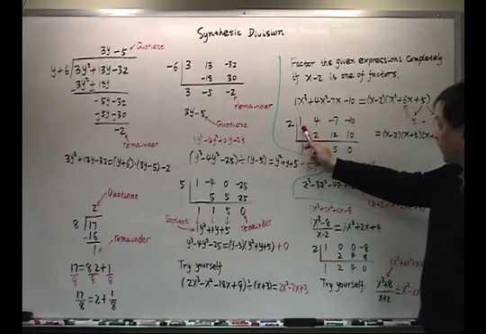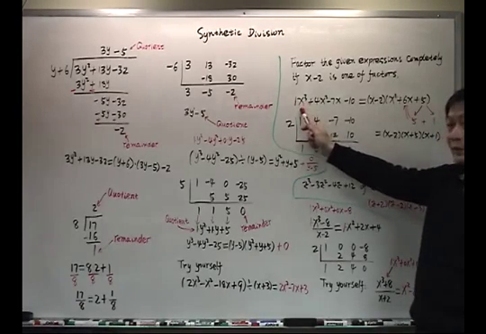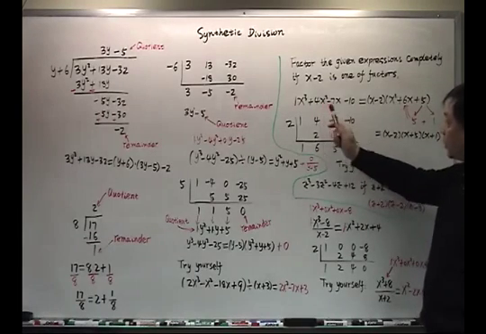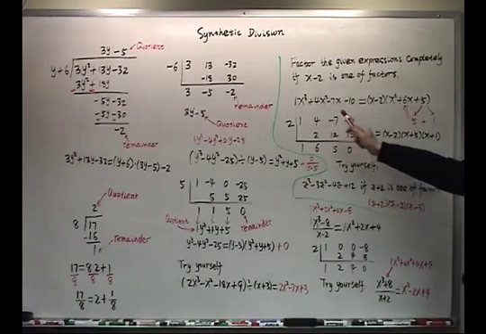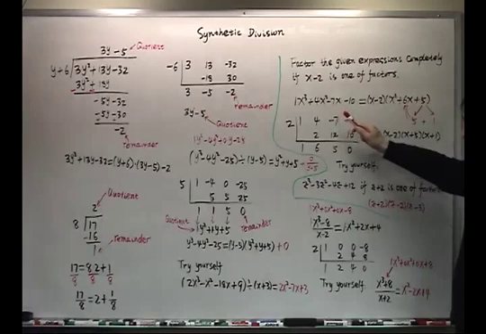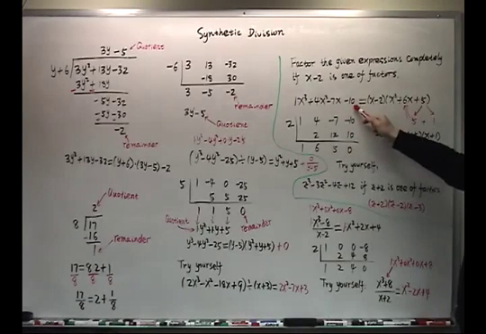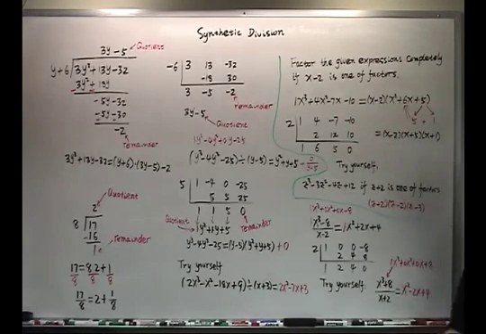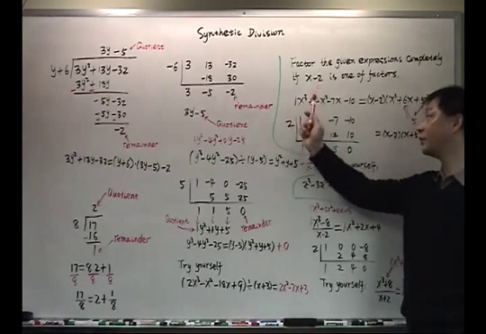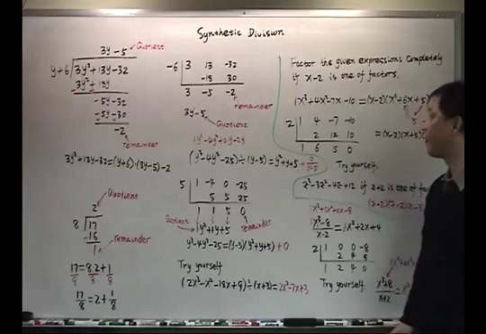Take 1 down, that's the coefficient of x cubed. Take 4 down here, that's the coefficient of x squared. Take negative 7 down here, that's the coefficient of x. And take the constant, negative 10, down here. Switch the sign from negative 2 to positive 2.